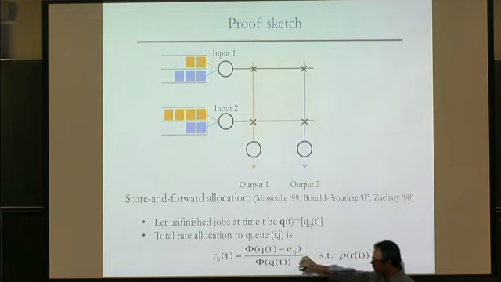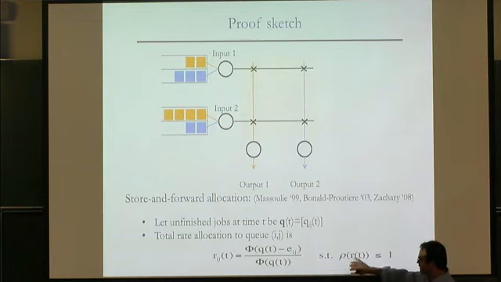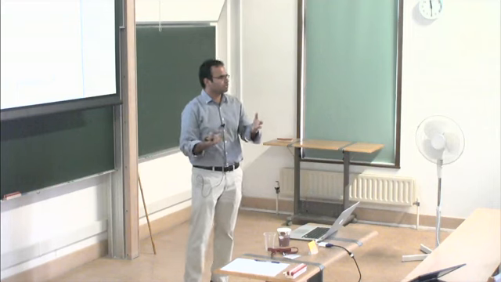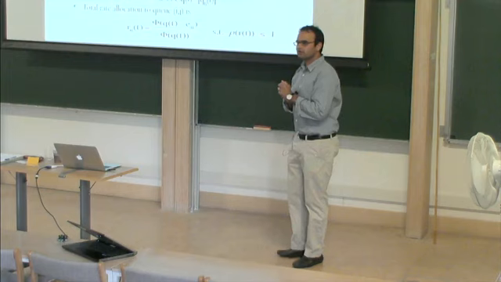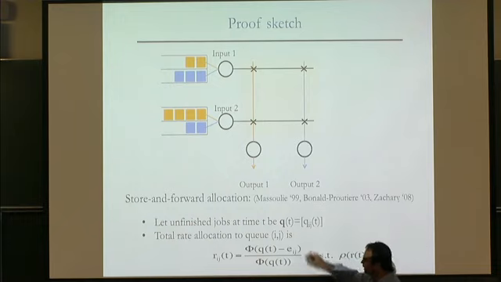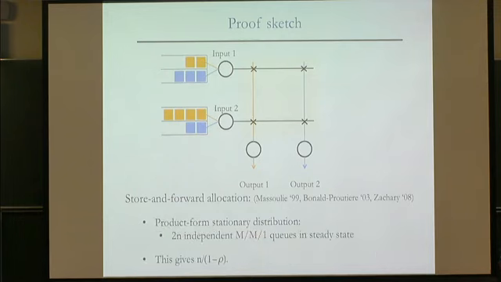It's a beautiful choice of function, and that function leads to an assignment so that effectively my rate matrix has load less than 1, or put another way, it is lying in the convex hull of the set of all actions. So it's a valid rate allocation. It's called store and forward allocation, and it has the following nice property. Let me parse this statement.